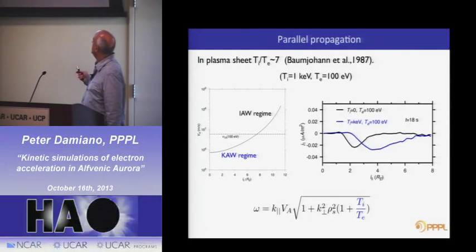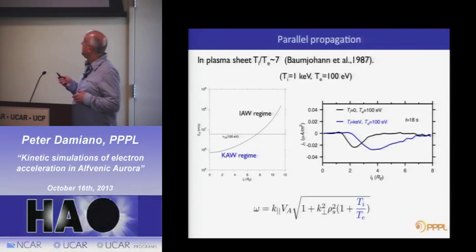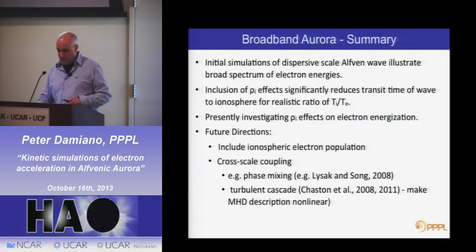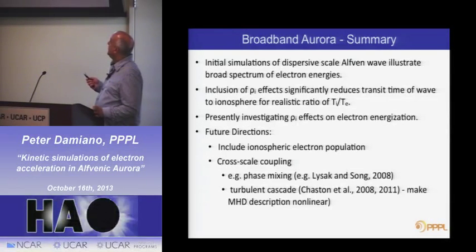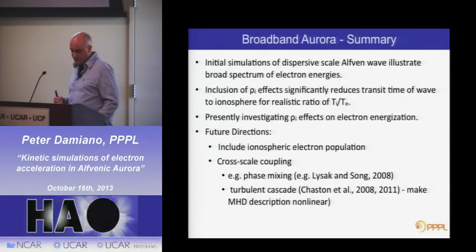This simulation doesn't go all the way. Just for the moment, I truncated it, and I have my upper boundary about here. So for these initial studies, I can't make the same comment about what this is going to do to the accelerated population of the ionosphere, but that's work I'm progressing on right now. So initial simulations of dispersive Alfvenic waves give us a broad spectrum of electron energies, as would be expected. The inclusion of rho I effects significantly reduces the transit time of the wave to the ionosphere for realistic ion to electron temperatures. We're presently investigating the effects of this on the electron energization.